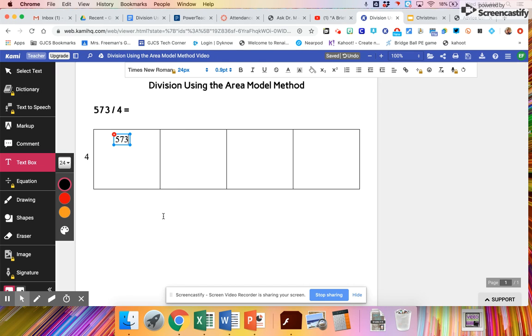Then the students have what's called an easy multiple sheet that they can use. Basically, it's just a starting point for them. They can fill in the divisor 4 all the way down the column and figure out easy multiples like 100 times 4 and 50 times 4 and 20 times 4 to get them started with where they need to go in the next step. So basically what I'm asking students to do is to ask themselves, what times 4 could get us close to 573?